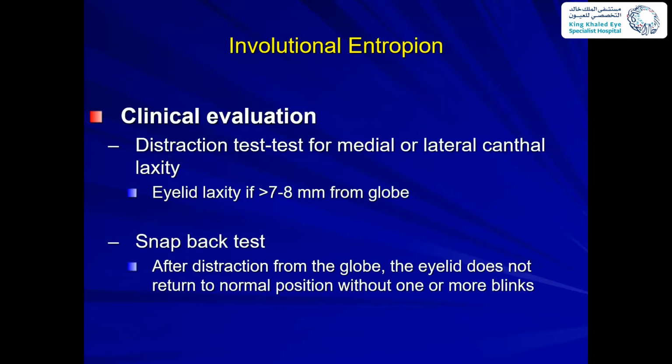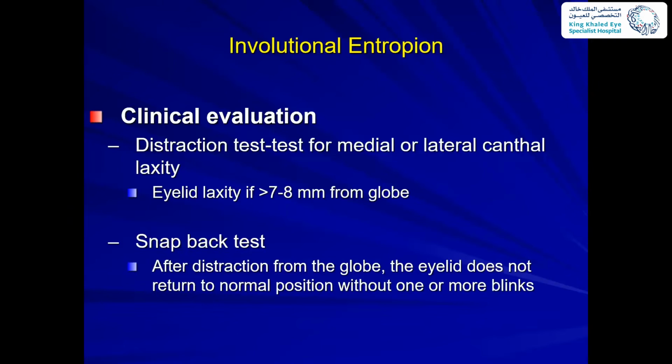What clinical evaluation do you do? You do a distraction test for the medial and/or lateral canthal tendon. If the eyelid laxity is more than 7 or 8 millimeters from the globe, that indicates significant laxity in the lower eyelid. Another thing you can do is a snapback test. After distracting the lid from the eyeball, if the eyelid doesn't return to normal position without one or more blinks, that indicates laxity in the tendon.